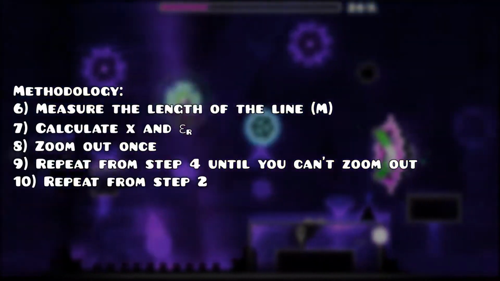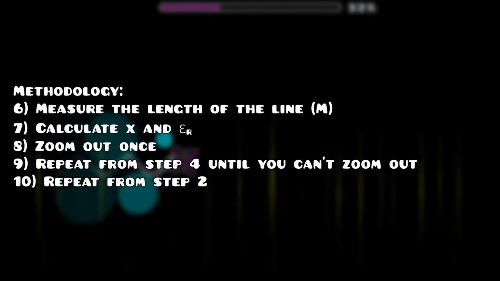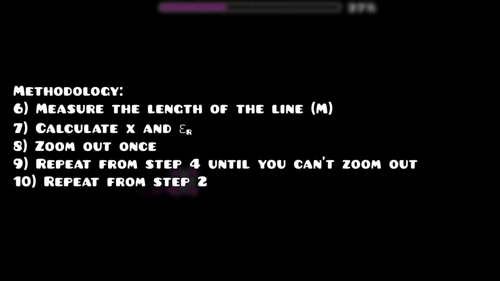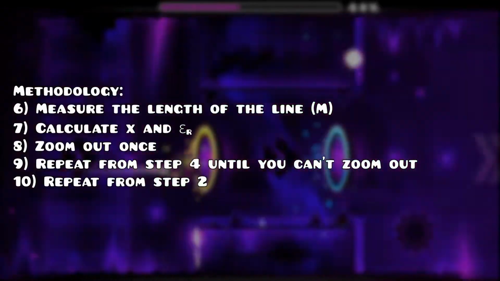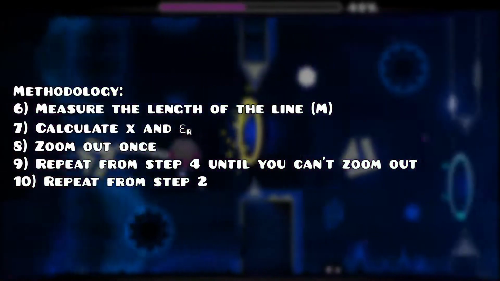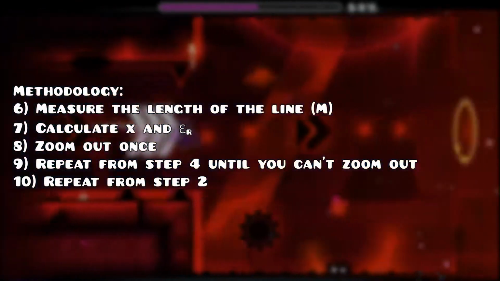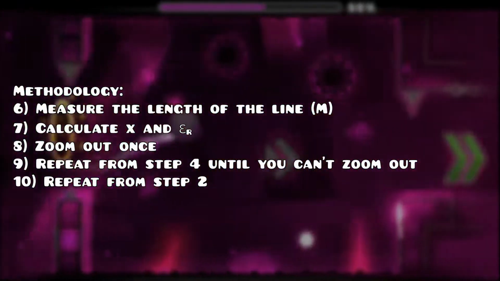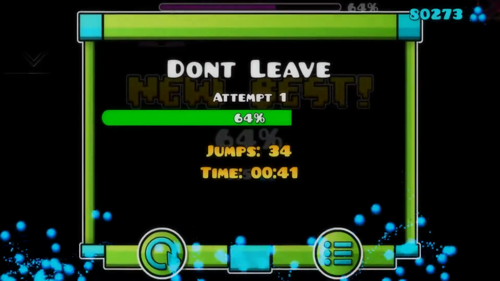Next, measure the length of the line. Finally, calculate the values for x and epsilon r. After that, zoom out once and repeat from taking the screenshot until you zoomed out the most you can. Once you've zoomed out the most you can, you have one sample of data. Then you can make the line longer and repeat all of the steps.